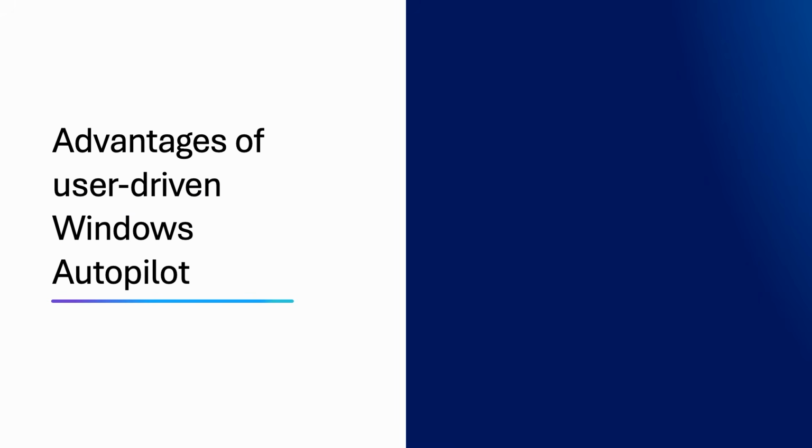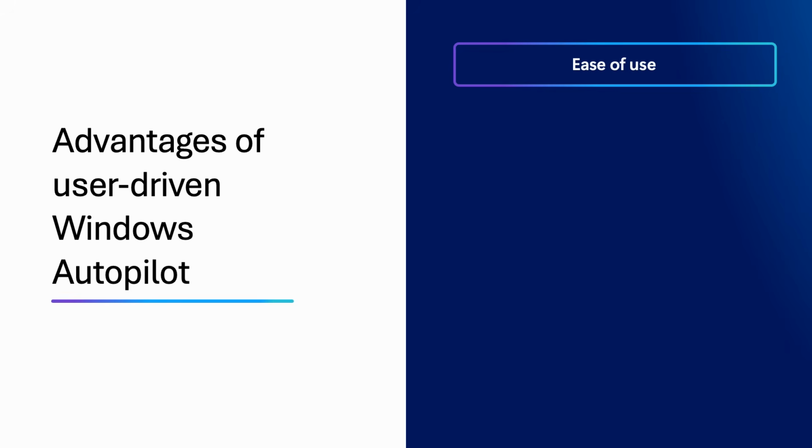Here are the specific advantages. One of the standout features of Autopilot is its ease of use. With Autopilot, setting up a new device is as simple as turning it on and connecting to the internet. The device automatically enrolls in your organization's management system, applies the necessary configurations, and installs required applications. This streamlined process ensures a smooth and hassle-free experience for both IT admins and end users.